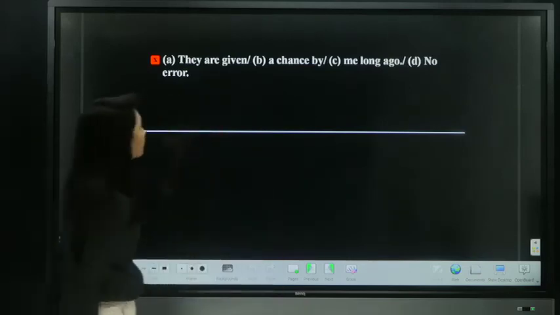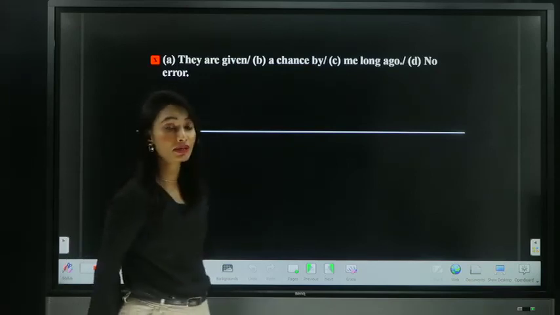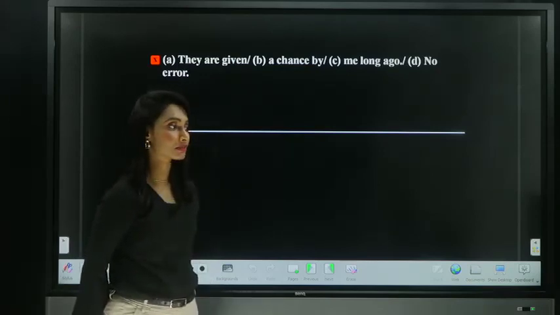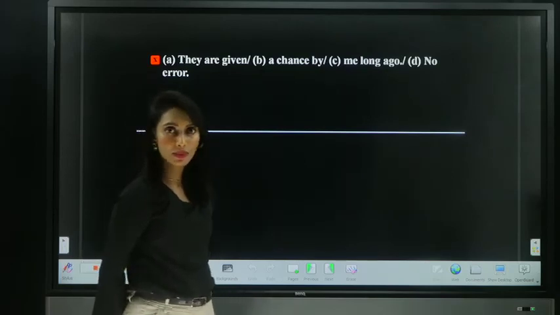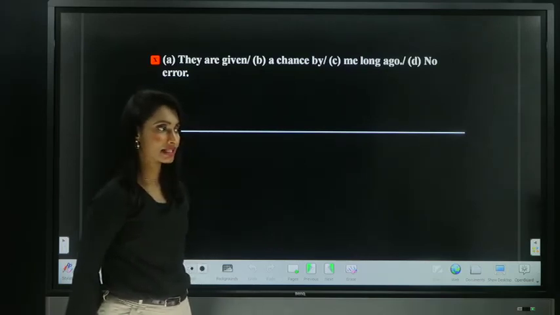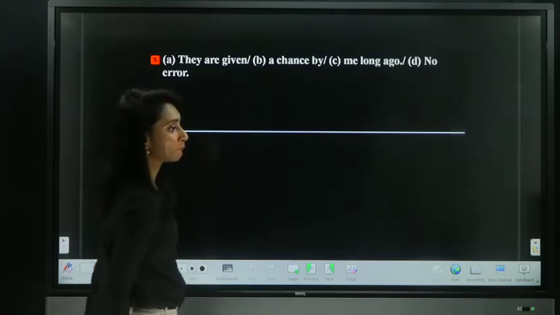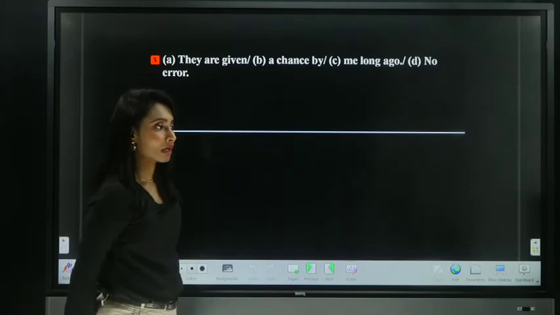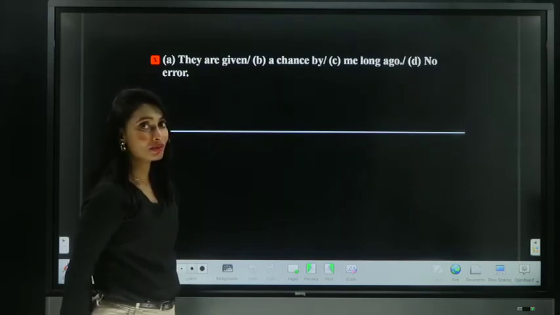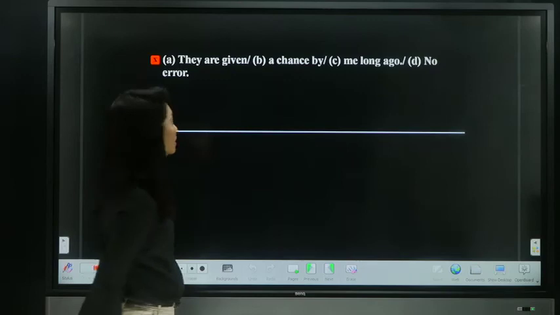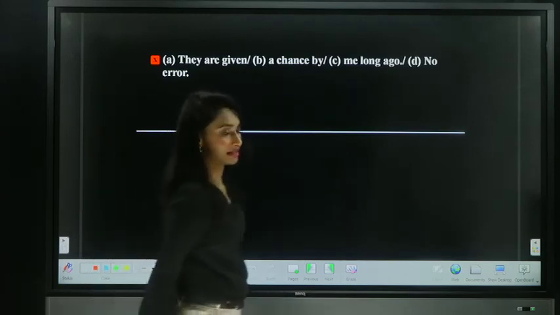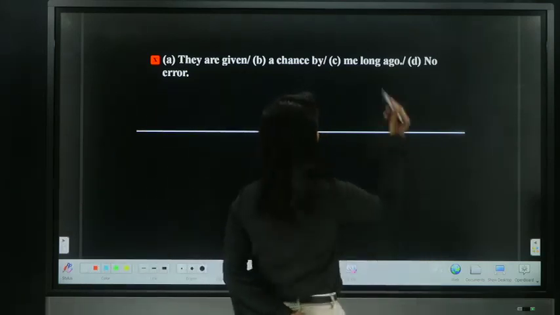Option A. Absolutely, Swapna. Option A. But what is the correction? What's the correction? What is the correct part? What is the error in the sentence? Swapna, your answer is not correct. Angela, second. Yes, absolutely. Angela, you're correct.